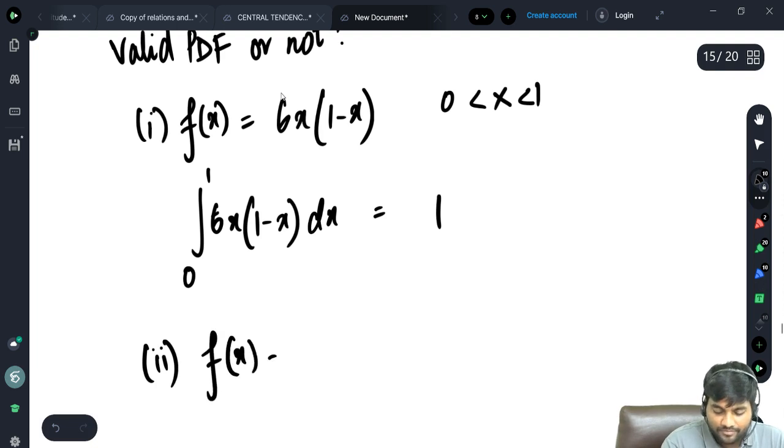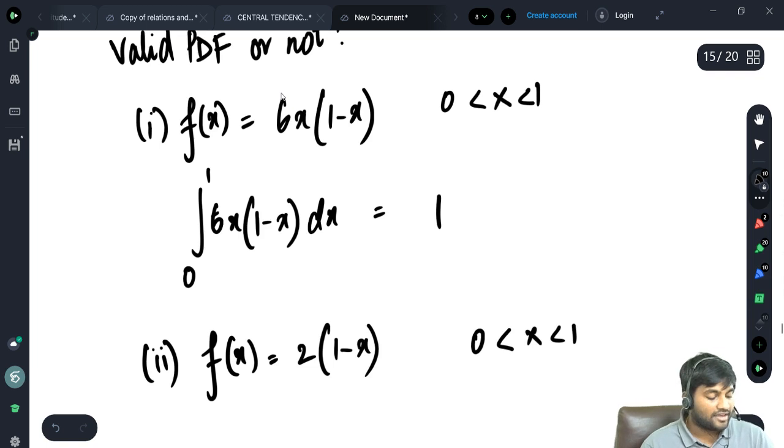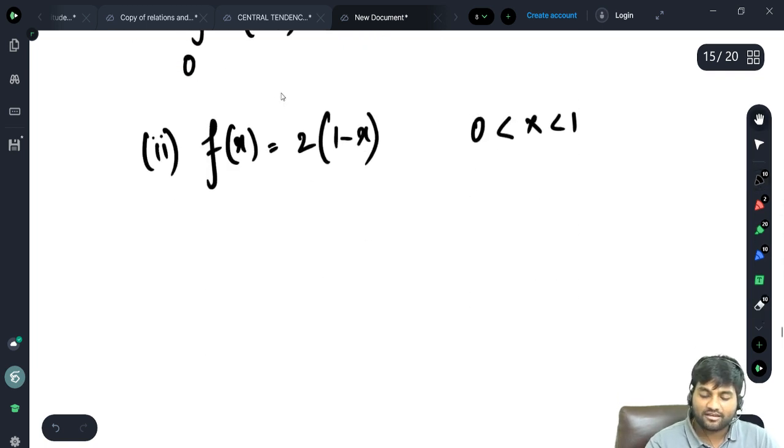f(x) is equal to 2(1 minus x). Now check. Check, come on.